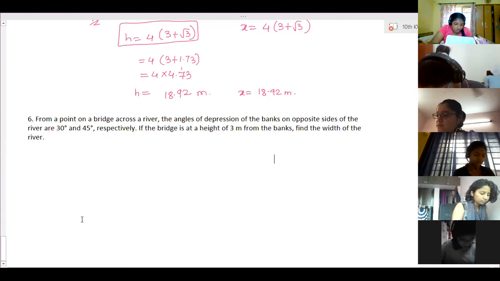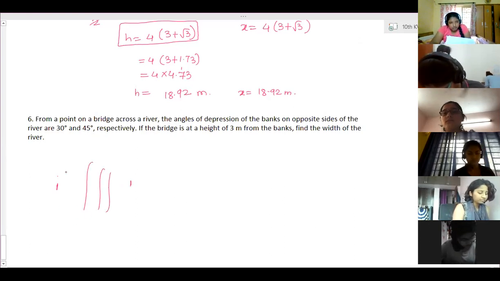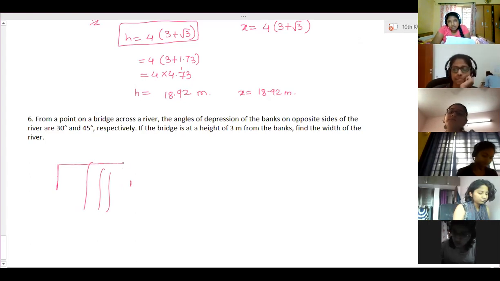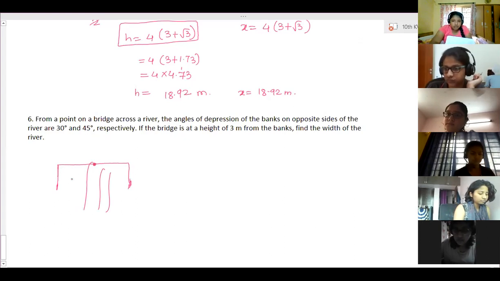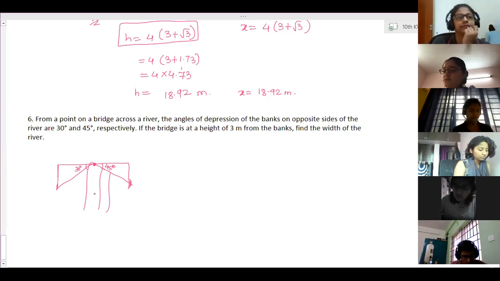From the point on the bridge, the river is flowing in this area. So that means it is flowing like this way, right? So over that there is a bridge. From the point on the bridge, the angles of depression of two opposite banks. So this angle and this angle. One is 30 degrees, another one is 45 degrees. Are you able to understand?